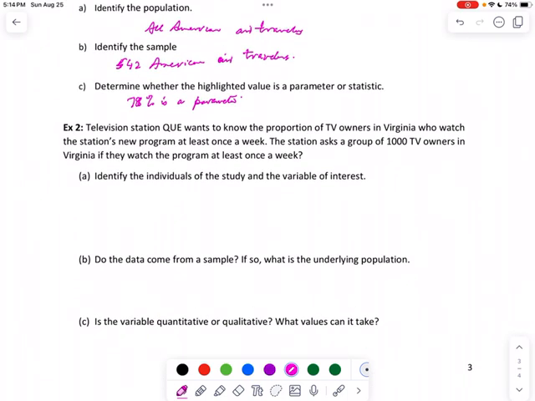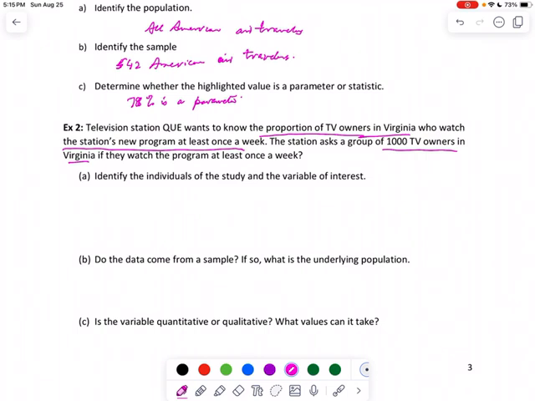The next example: television station QUE wants to know the proportion of TV owners in Virginia who watch the station's new program at least once a week. So basically this is the group. The station asks a group of 1,000 TV owners in Virginia if they watch the program at least once a week. So now the question is: identify the individuals of the study and the variable of interest.